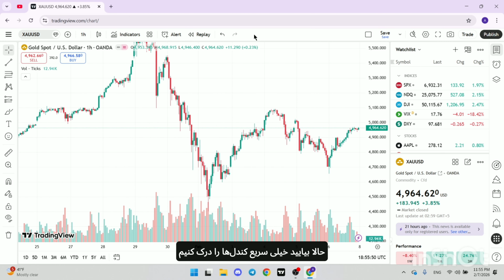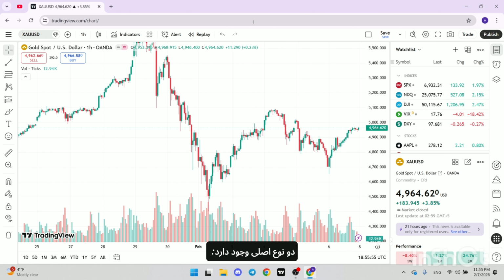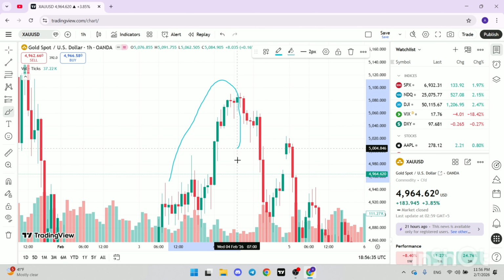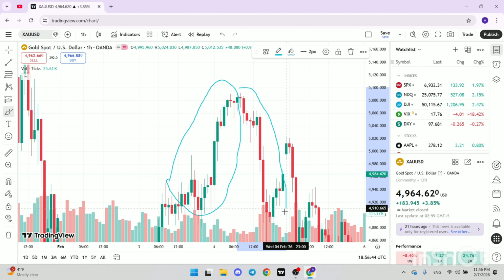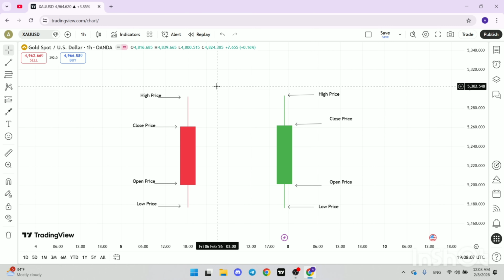Now let's quickly understand candlesticks. The chart is made of candles that show price movement. There are two main types. If the candle is green, it means the price went up. If the candle is red, it means the price went down. Each candle shows 4 important things: opening price, closing price, highest price, and lowest price. Learning candlesticks is very important because traders use them to understand market behavior.